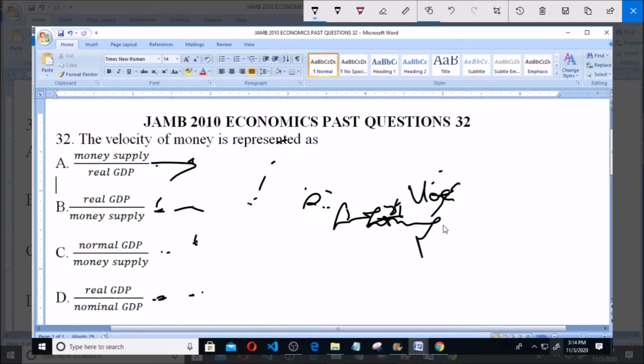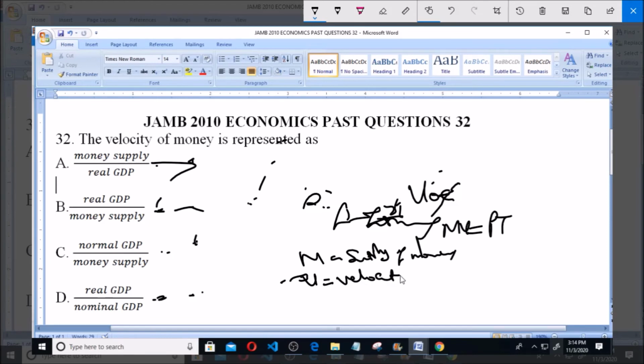It is expressed in what is known as the quantity equation of exchange and represented by the equation MV equals PT, where M is equal to the supply of money, V is equal to the velocity of circulation of money, P is the price level, and T is the quantity of goods.